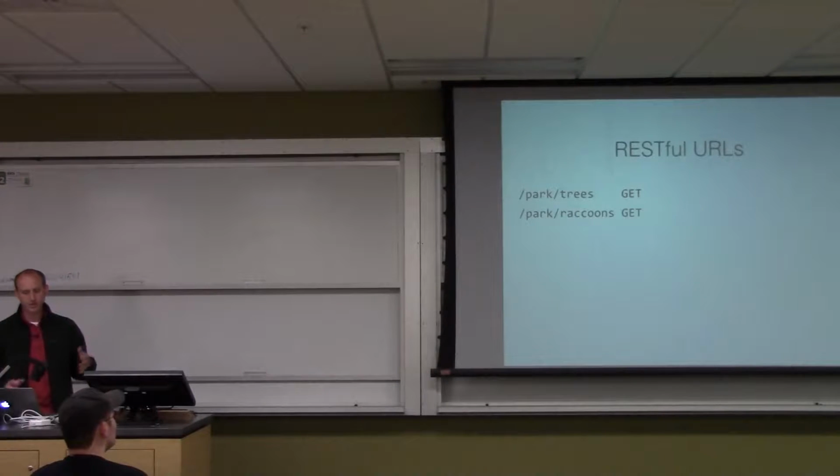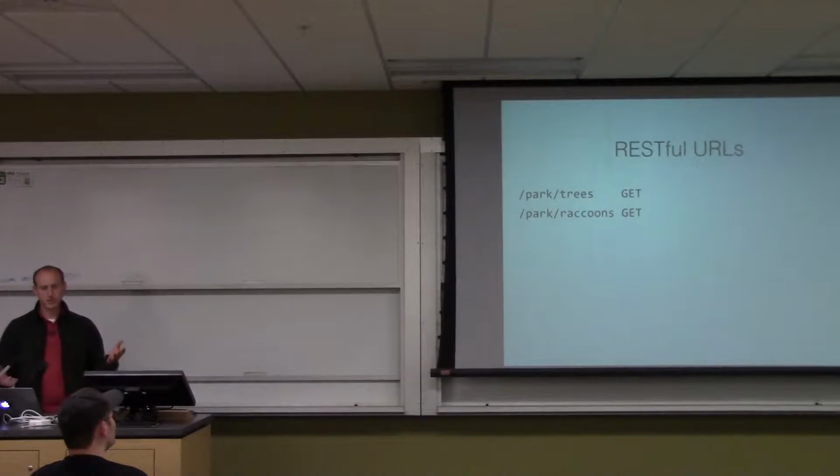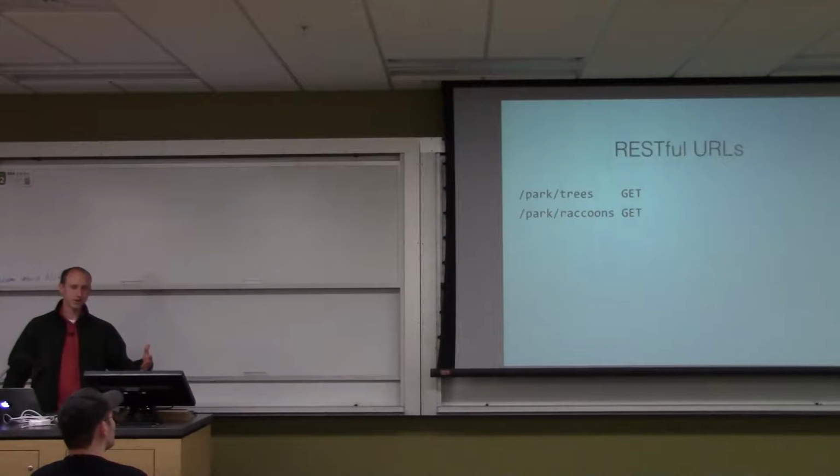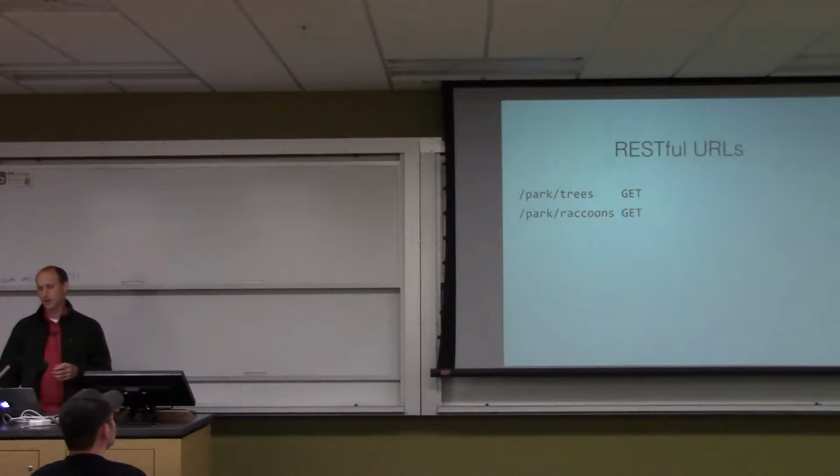So let's talk about first from our REST endpoint, what the URLs are going to look like. For our example here, I think it makes sense to write our URLs like this. You want access to the park and then the trees in the park or the raccoons in the park. And as a side note, I think it's good to use the plural form here, because as you build upon this URL, I think the plural actually ends up working better.